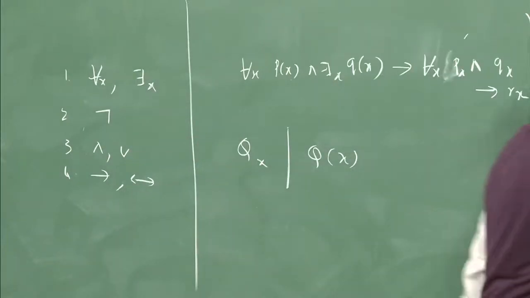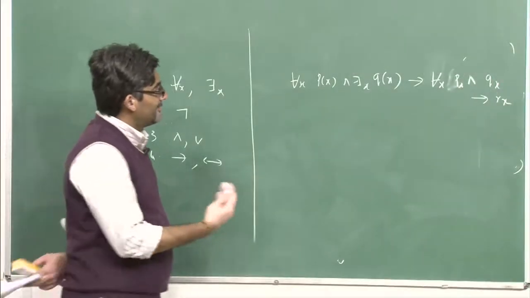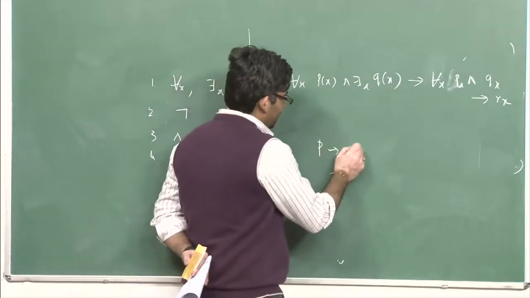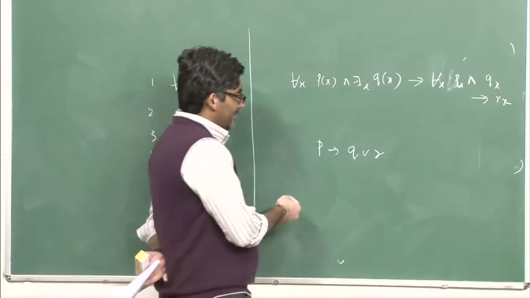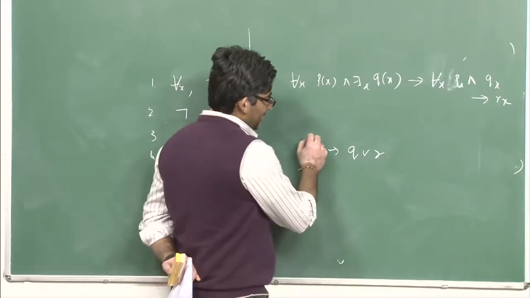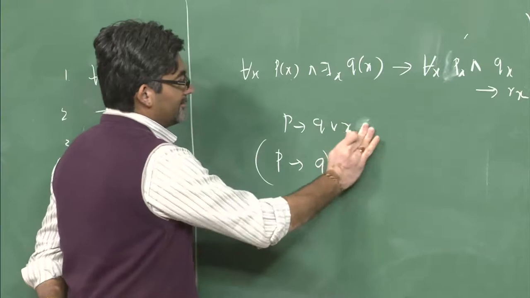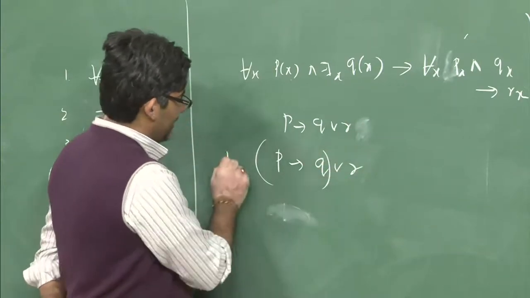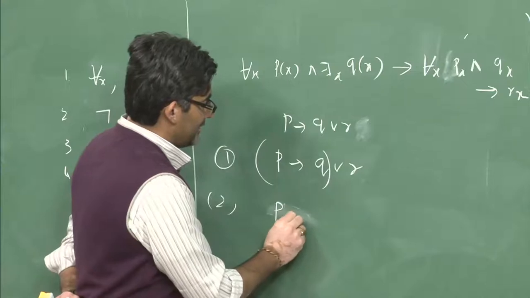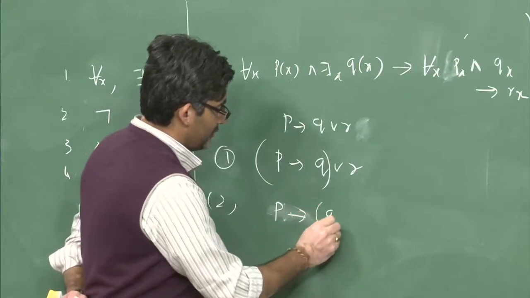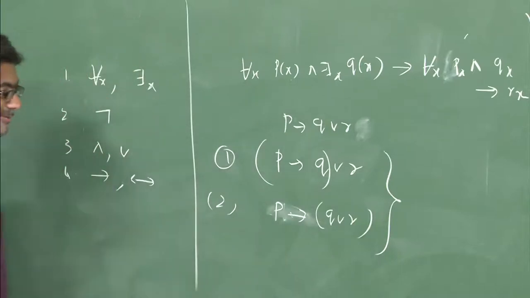Now, suppose you are given a formula like this, where there are no parentheses. As in the case of propositional logic, for example, if you have a formula like P implies Q or R, this formula can be read in a variety of ways. Is it the case that P implies Q, or R? I am writing it like this. Or the second way of reading the formula is P implies Q or R. This is one way of reading it. So there is a confusion of how to read this kind of formula.